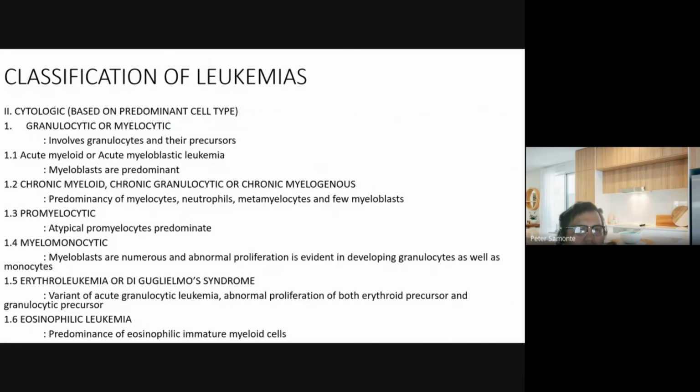Now let's talk about the cytologic based on the predominant cell type. So if you recall in your lesson, in your hematopoiesis class, we discussed the different cell lines. So the first one would be your granulocytic or myelocytic. It would involve granulocytes and their precursors. We have under that acute myeloid or acute myeloblastic leukemia. Myeloblasts are predominant. We have your chronic myeloid, chronic granulocytic, or chronic myelogenous leukemia.